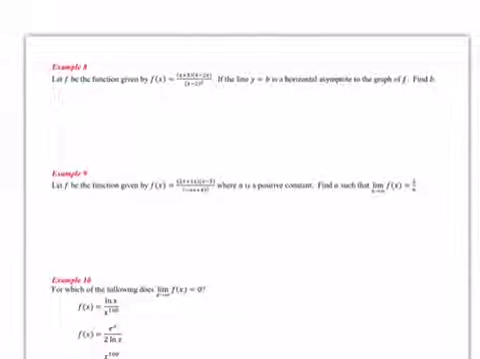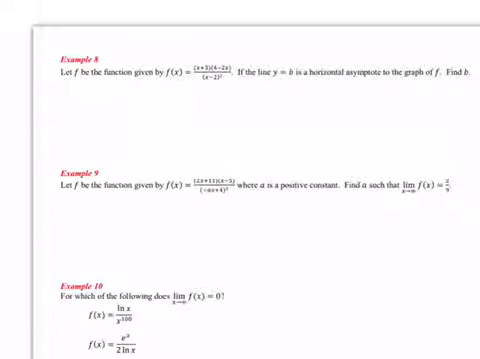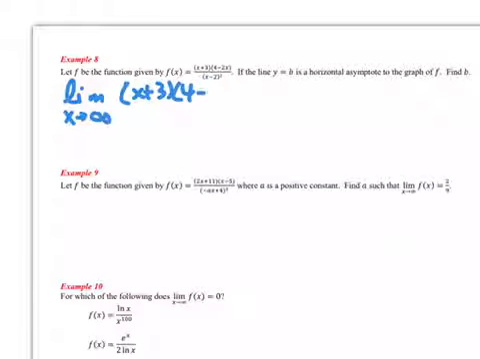Okay, so I want to talk a little bit about horizontal asymptotes. A horizontal asymptote happens when we have an infinite limit, or a limit at infinity, if our limit at infinity equals some finite value. So let's take this function that's given, and if y equals b is a horizontal asymptote of the graph of f, find b.